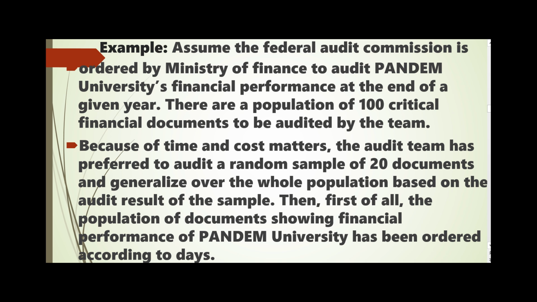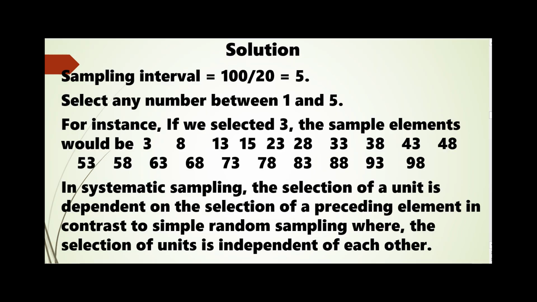Because of time and cost matters, the audit team has preferred to audit a random sample of 20 documents and generalize over the whole population based on the audit result of the sample. Then, first of all, the population of documents showing financial performance of Pandam University has been ordered according to days. Now, sampling interval K is equal to population size over sample size. The population size is 100 and the desired sample size is 20. Therefore, 100 divided by 20 equals 5.